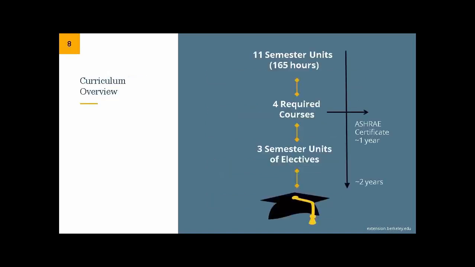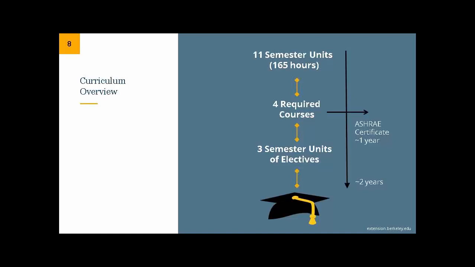The program itself is comprised of 4 required courses and 3 semester units of electives. All program courses are either 1 or 2 semesters in length, and each semester unit equates to 15 instructional hours. So all of our courses are either 15 or 30 hours of classroom instruction. In total, the program is comprised of 165 hours of instruction, and this is typically between 5 to 7 courses.